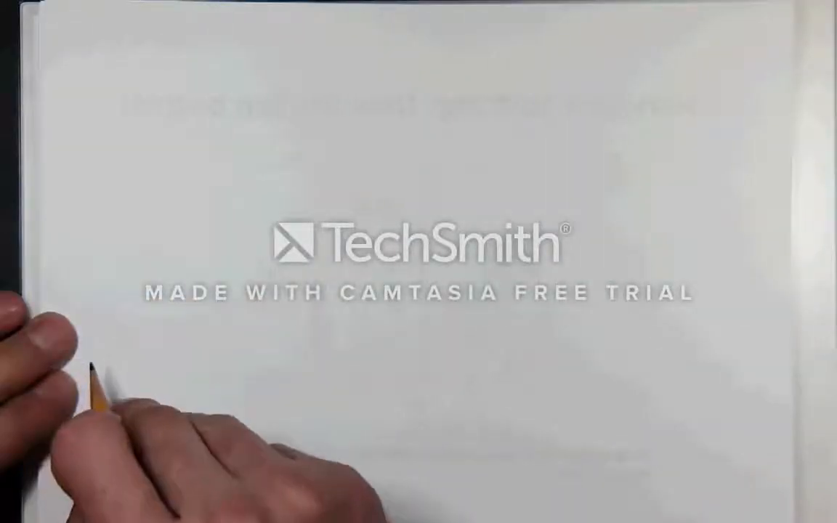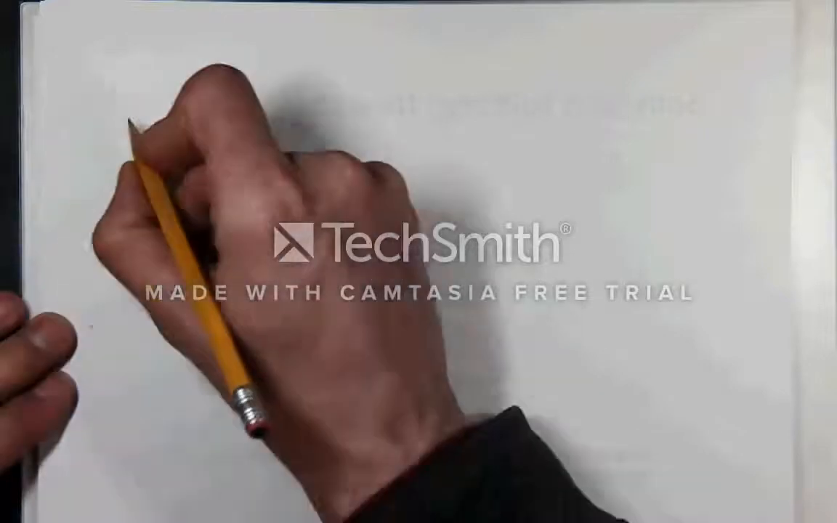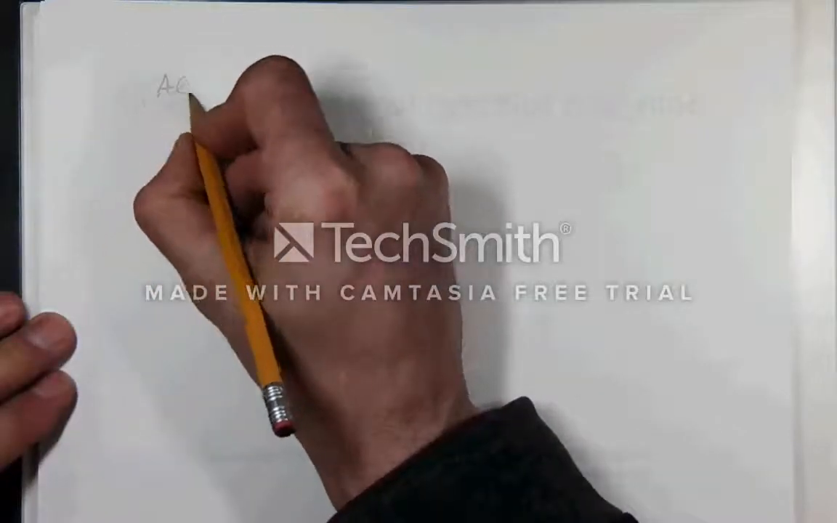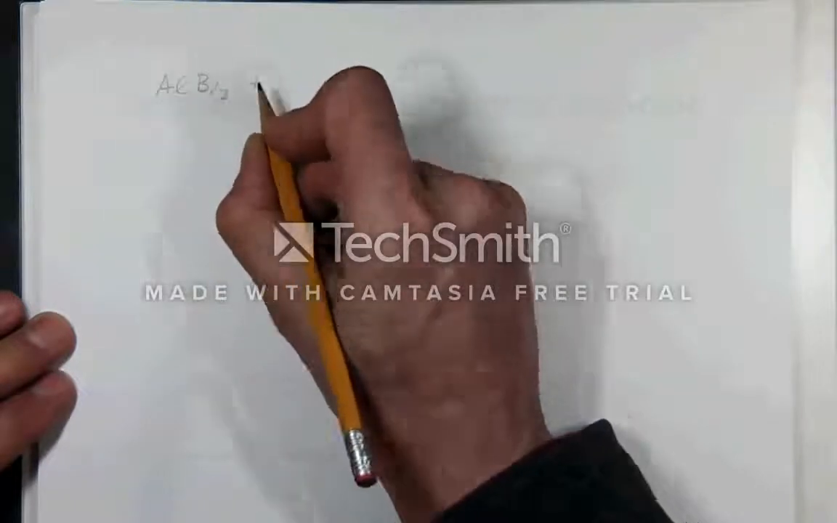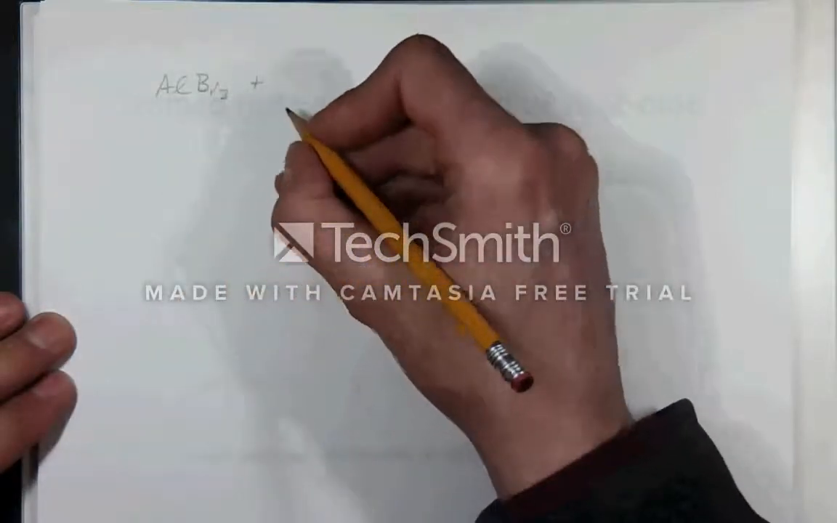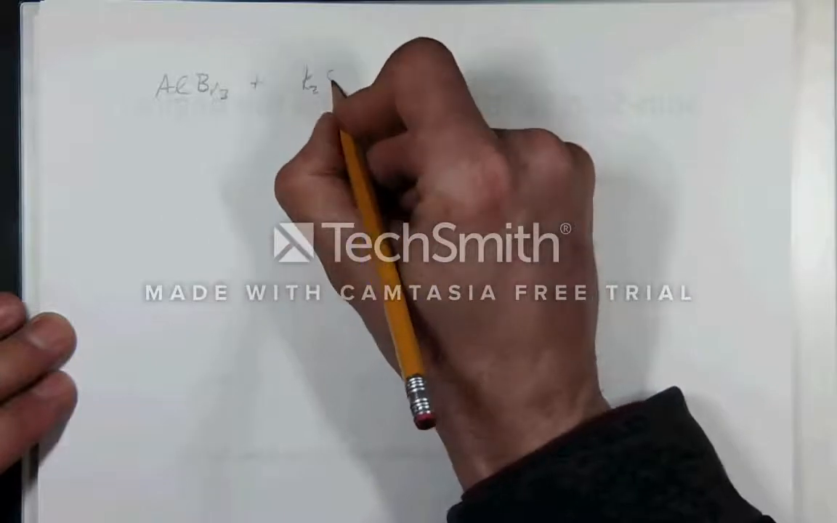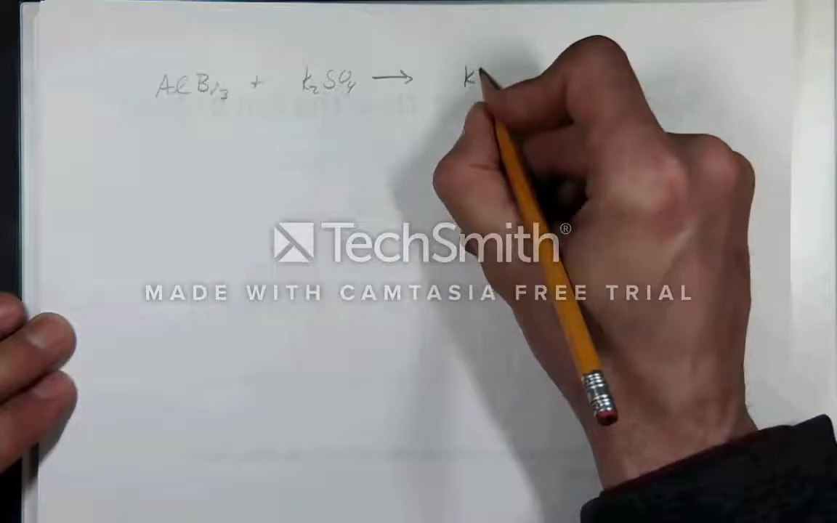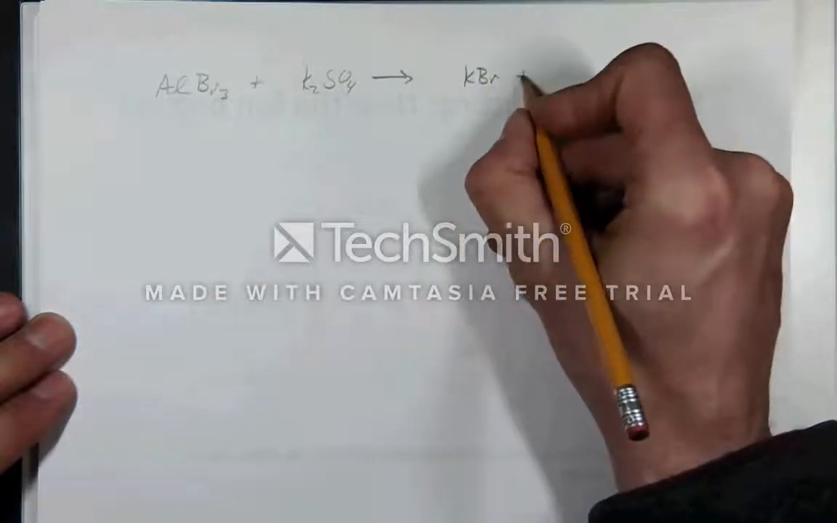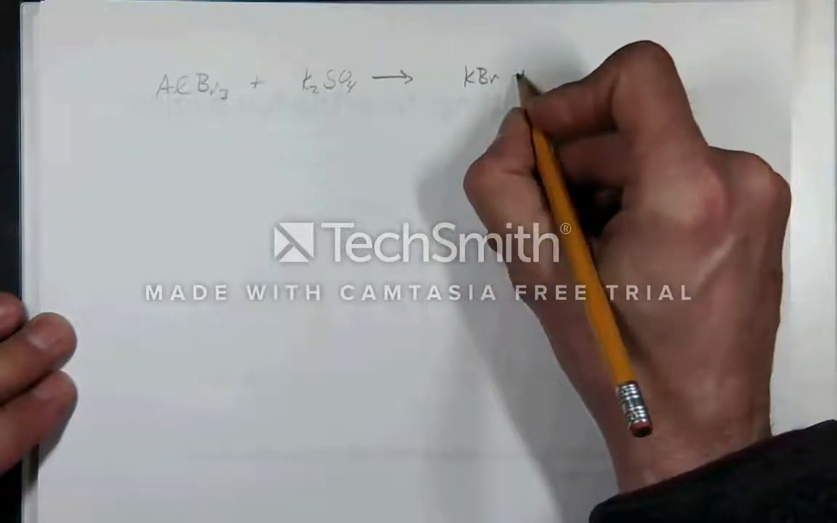Another equation we can balance is this one, a little bit more complicated: aluminum bromide plus potassium sulfate gives us potassium bromide and aluminum sulfate.